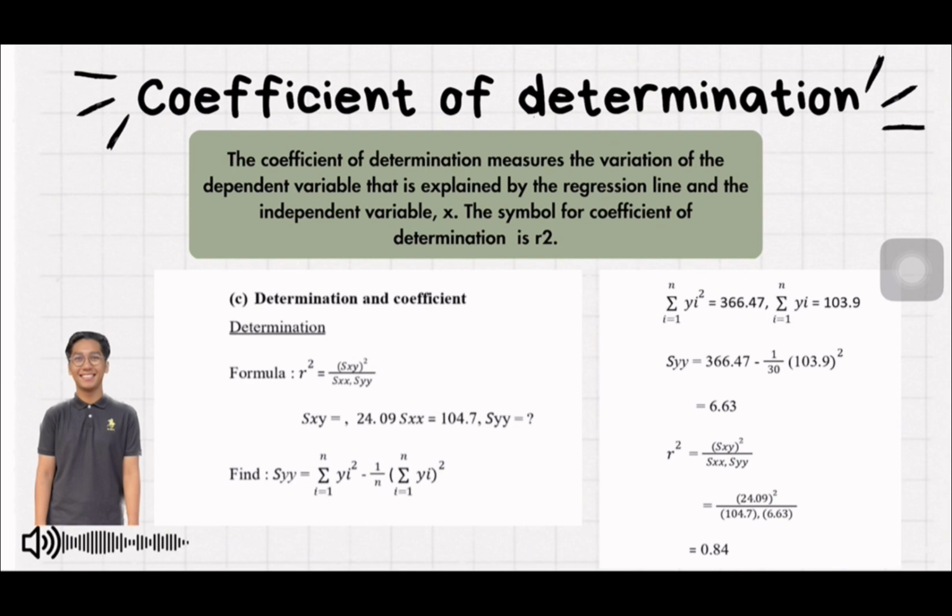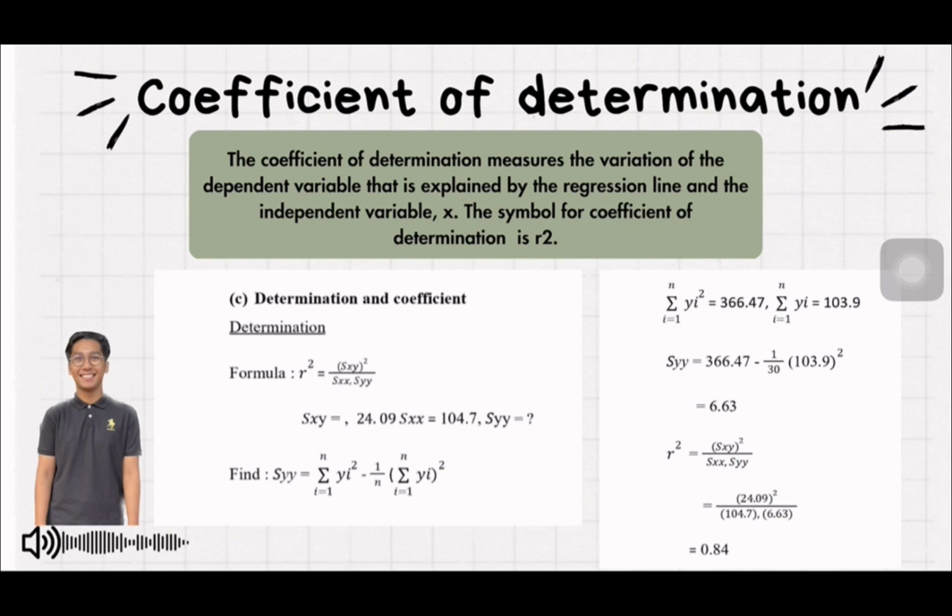To find the value of Syy, we use summation of yi to the power of 2 minus 1 divided by n times summation of yi, to the power of 2. Then we got summation of yi to the power of 2 equal to 366.47, and summation of yi equal to 103.9. Syy equals 366.47 minus 1 divided by 30 times, in bracket, 103.9 to the power of 2, and we got 6.63.